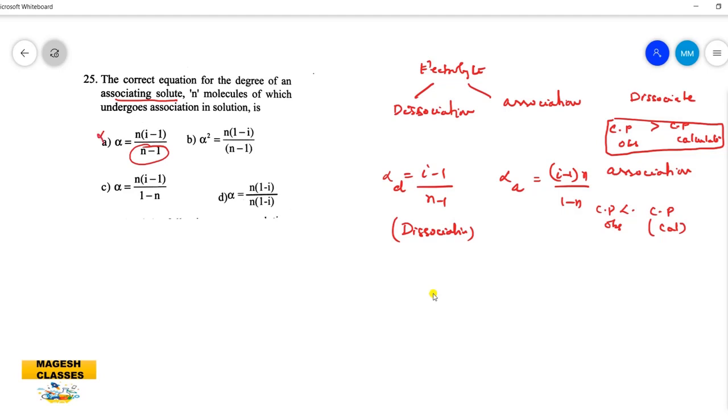So A is not the answer. Here it is n minus 1, here it is reverse, but here alpha squared is given, which is wrong. So i minus 1 over 1 minus n is the answer.